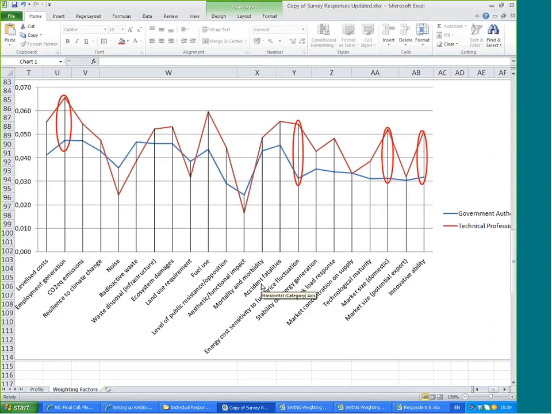Exactly. So one of the outcomes will also be to explore and study the correlations between high weights of certain criteria and their large potential for improvement, so to say. Okay, thank you, Nikki.